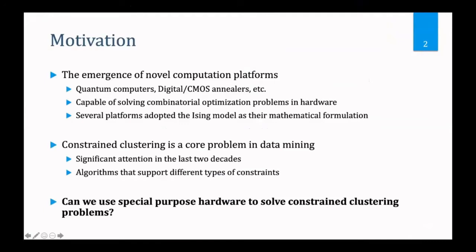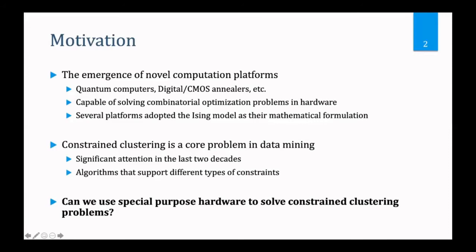In recent years, we see the emergence of novel computation platforms, such as adiabatic and gate-based quantum computers, the digital and CMOS annealers, etc. These platforms are capable of solving combinatorial optimization problems in hardware, and several of these platforms have adopted the Ising model as their mathematical formulation.